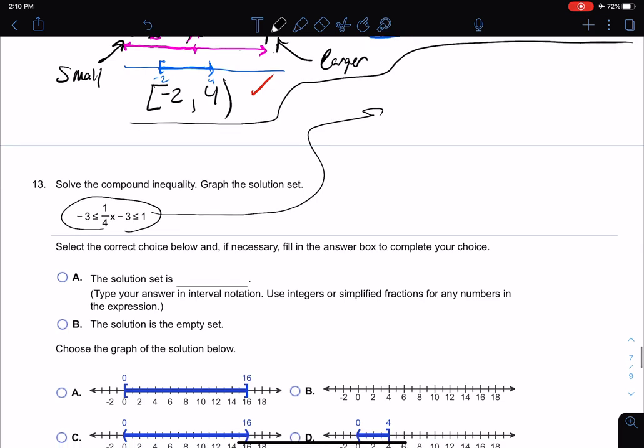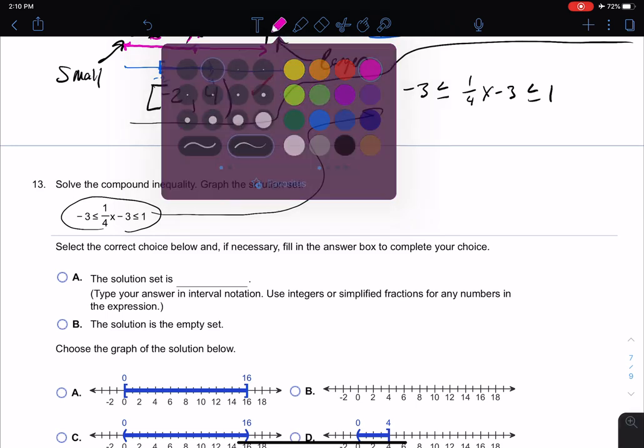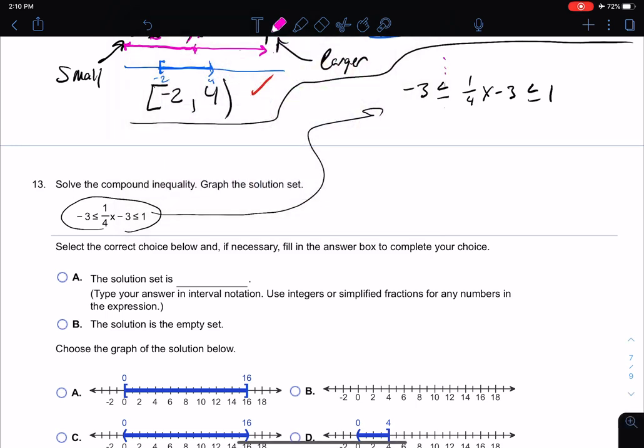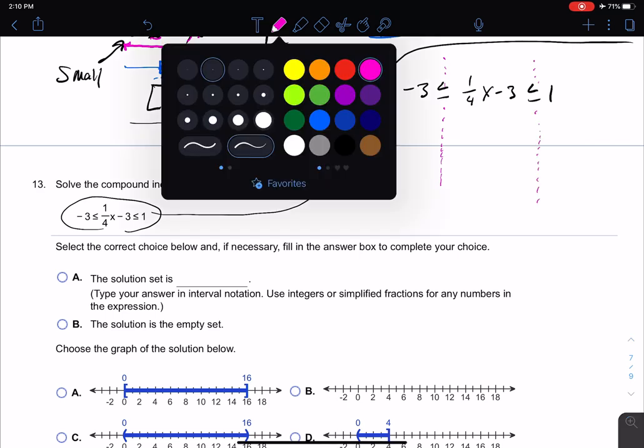So this problem says -3 is less than or equal to. The proper way, remember I told you the proper way, is to read from the middle out, which would be 1/4 x minus 3 is greater than or equal to -3, and 1/4 x minus 3 is less than or equal to 1. Anyhow, the main thing, and I'm going to write this up again because it's new, is whatever I do in the middle region, I must do on the left and the right. So make sure that you keep up with that.